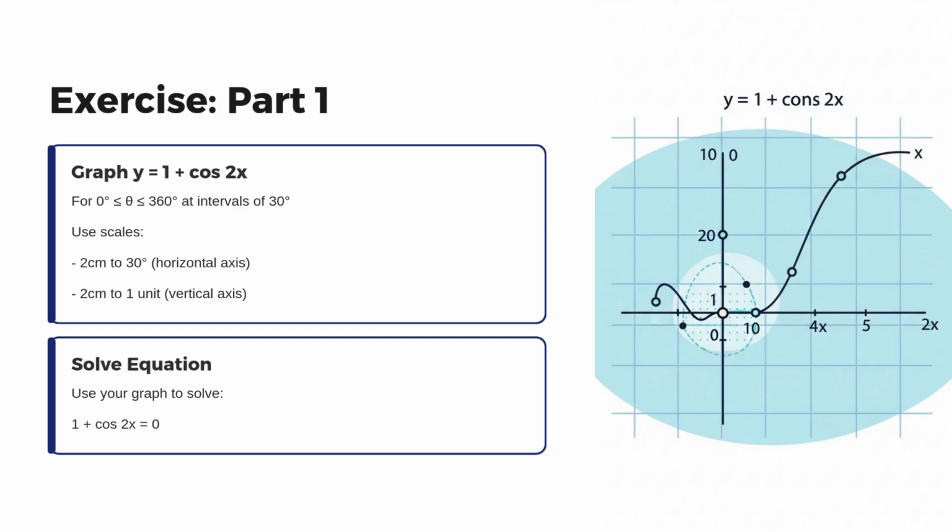Solve equation. This instruction tells us to find the values of x that satisfy the given equation, using the graph we will draw. Use your graph to solve y equals 1 plus cosine of 2x equals 0. This means we need to locate the points where the curve of y equals 1 plus cosine of 2x crosses the horizontal axis. At those points, the value of y is equal to 0, and those x values are the required solutions.